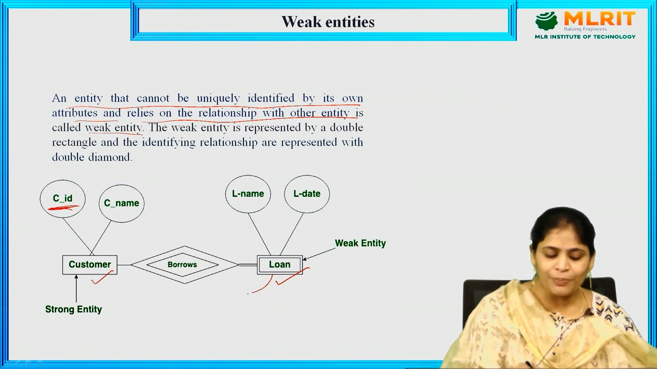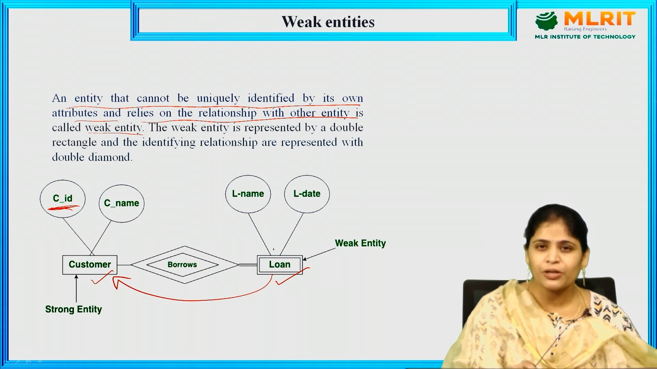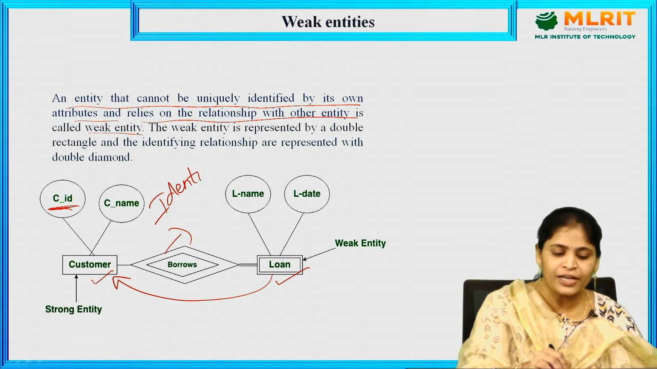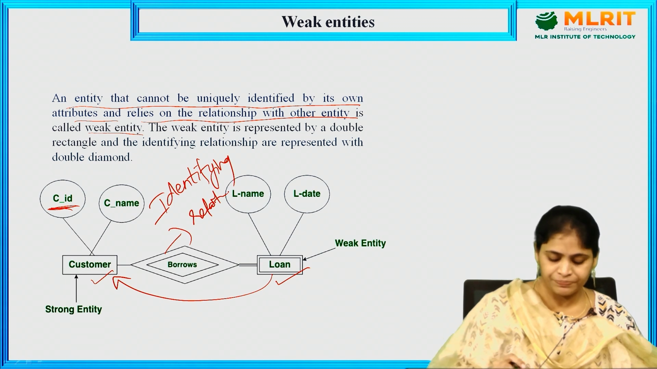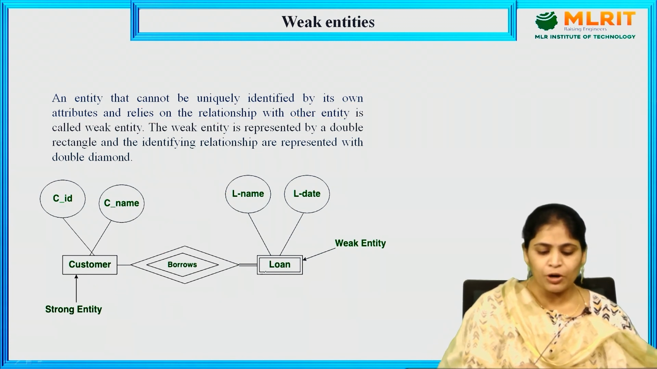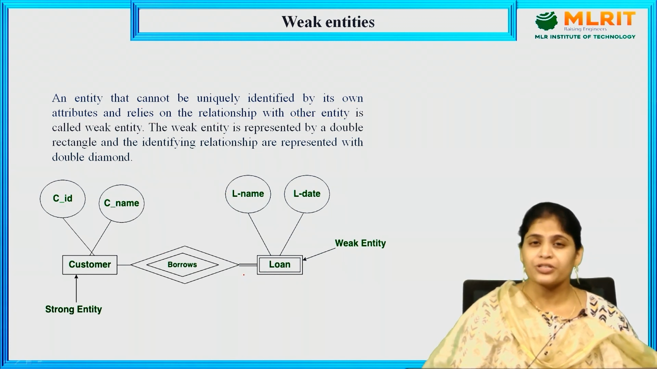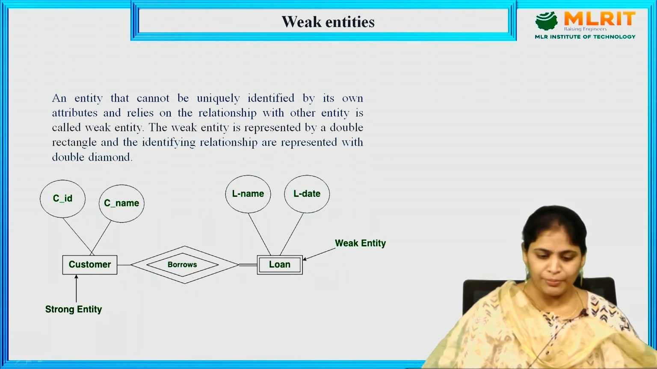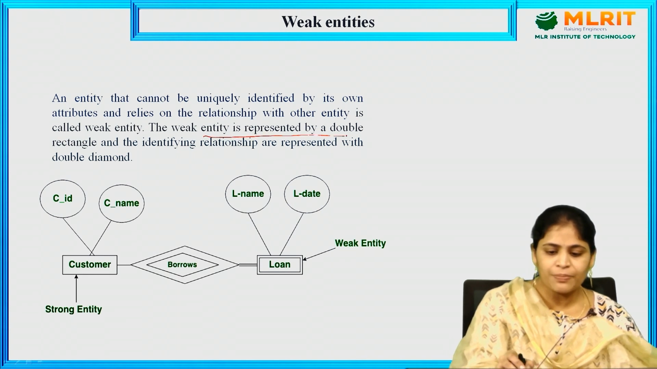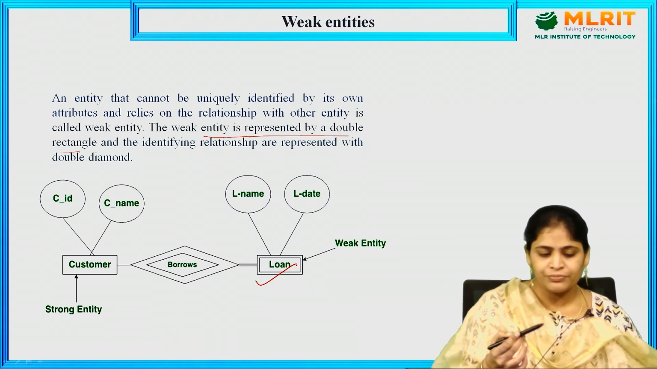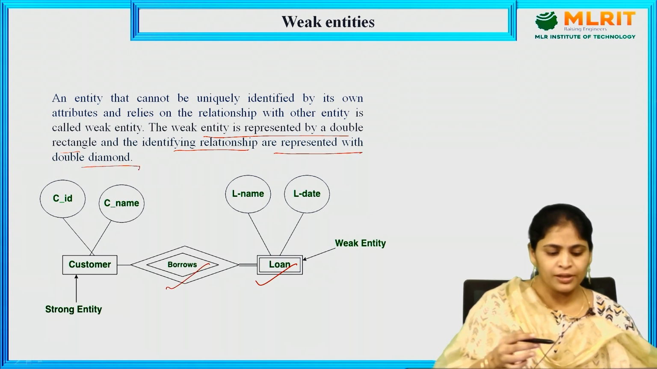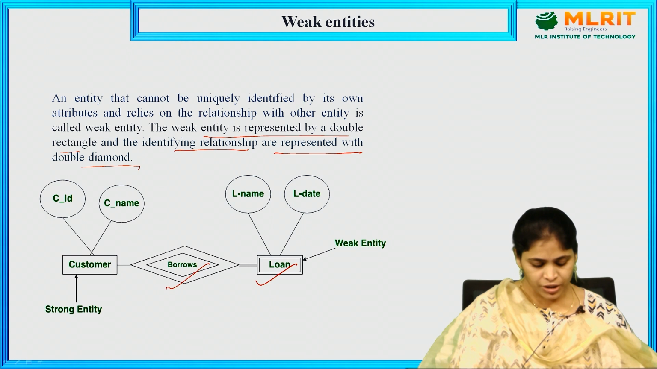So this depends upon the strong entity, and the relationship between these two is called the identifying relationship. Customer borrows loan, and this identifying relationship is represented by a double rhombus or double diamond. The weak entity is represented by a double rectangle and the identifying relationship with a double diamond. That's about weak entities.